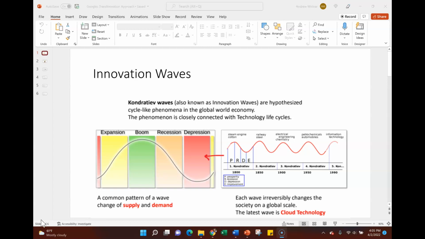So if you then look at the picture on the left, you'll see any particular wave, right? You see the multiple waves on the right. You'll see the wave on the left in some detail. And so you can see common patterns to the waves, right? And these patterns influence supply and demand. You can see where there's expansion and boom and recession and depression.